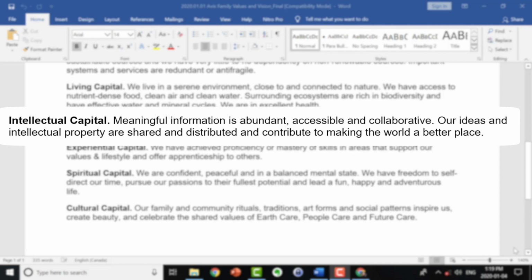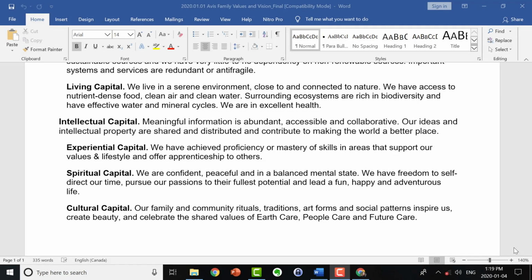Intellectual capital. So when we had to think about describing what the intellectual capital would look like at the end of our life, we wrote down that meaningful information is abundant, accessible, and collaborative. Our ideas and intellectual property are shared and distributed and contribute to making the world a better place.